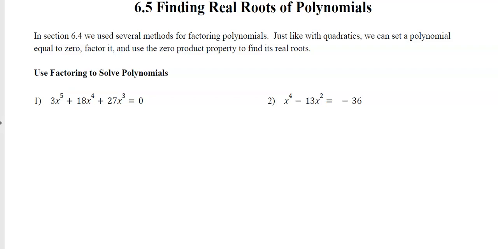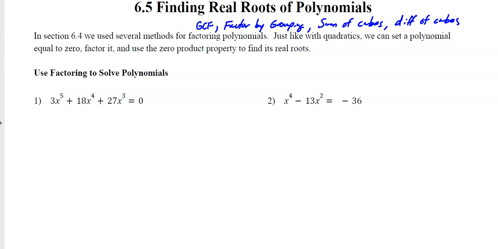So last section, 6.4, we used several methods for factoring polynomials. So remember, we can pull out GCFs. We can use factor by grouping when there's 4 terms. We did the sum of cubes. We did the difference of cubes. So those were all several ways that we factored polynomials. And just like with quadratics, we can set a polynomial equal to 0, factor it, and use the zero product property to find its roots. So let's kind of do this first one.